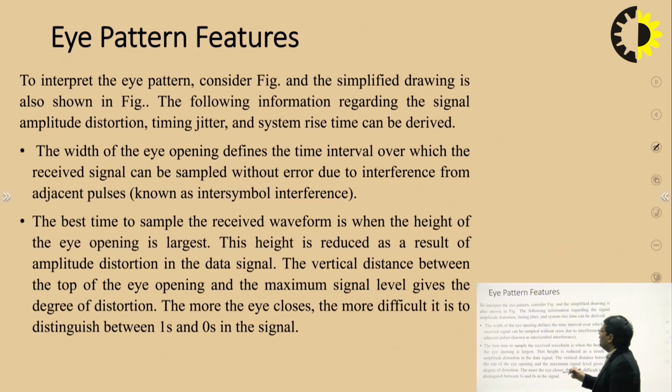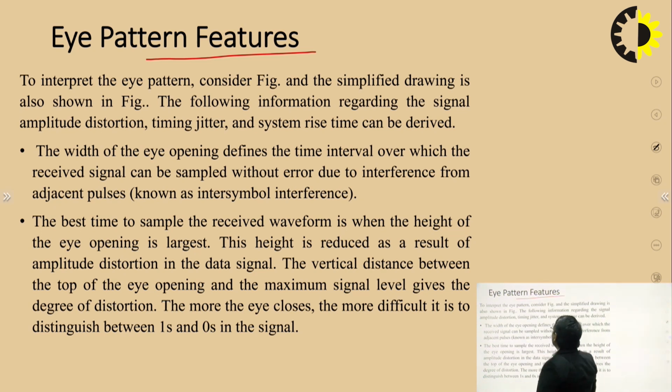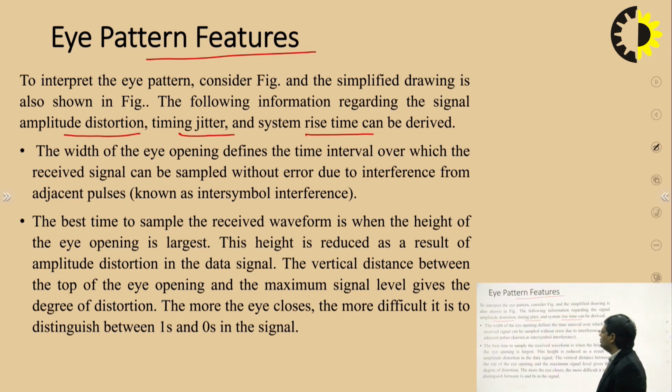Next is eye pattern features. Basically, in the eye diagram, there are a number of features that have very significant meaning. For example, amplitude distortion, timing jitter, rise time, we can tell about these. Moreover, due to interference, we can also tell.